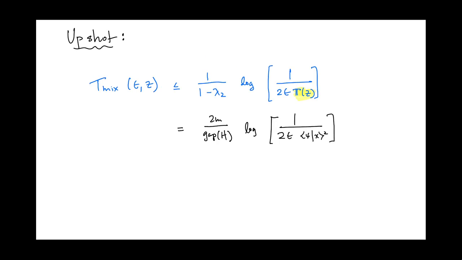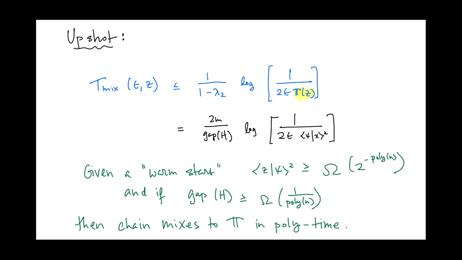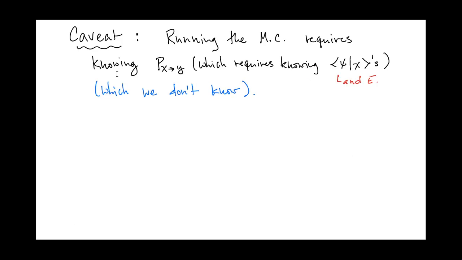Okay? So the upshot is that the mixing time is going to be 2 over the gap of H times the log of this term. So what do I need for this random walk to converge in polynomial time? Well, I need a good starting place. So I need a starting place whose overlap with the ground state is at least 2 to the minus Pauli. So exponentially small is OK. And I also need the gap to be 1 over Pauli. And in that case, this Markov chain, which I can't quite implement anyway, converges in polynomial time.